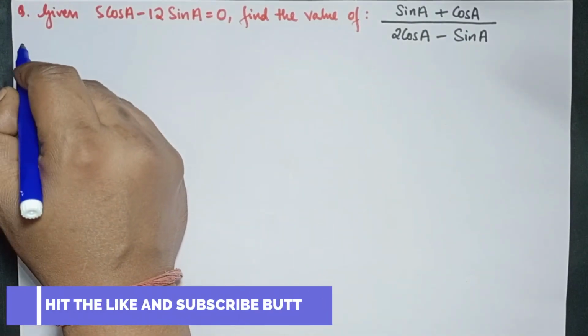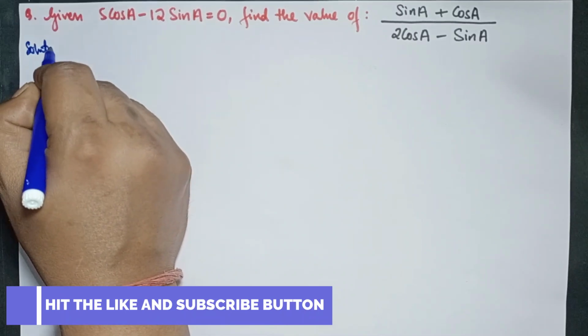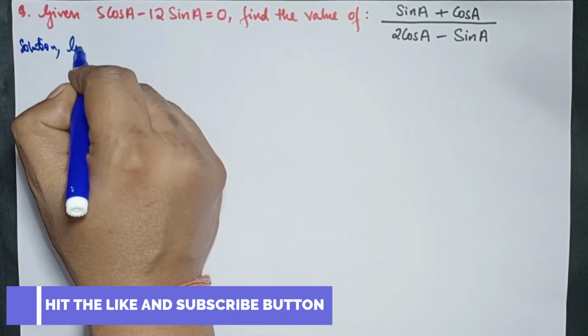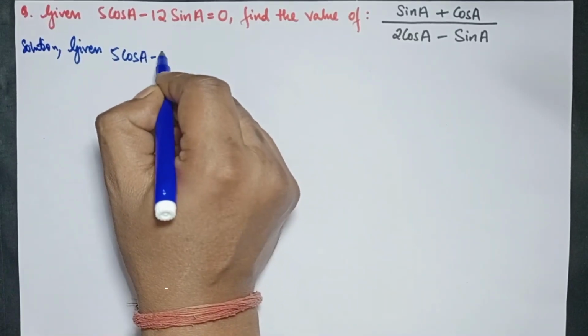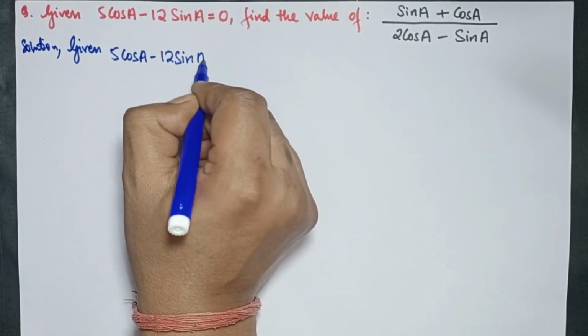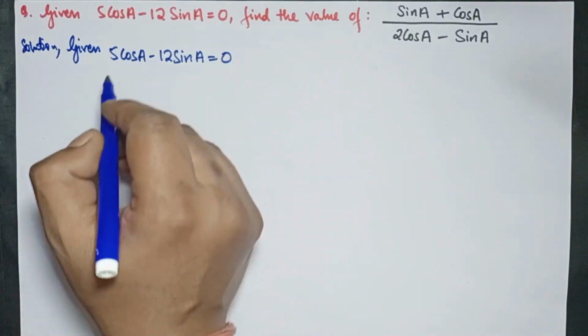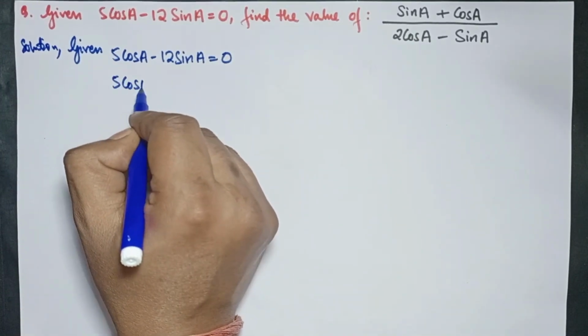Okay, so the solution: what they have given us is 5 cos a minus 12 sin a equals 0. Now this will be your 5 cos a.